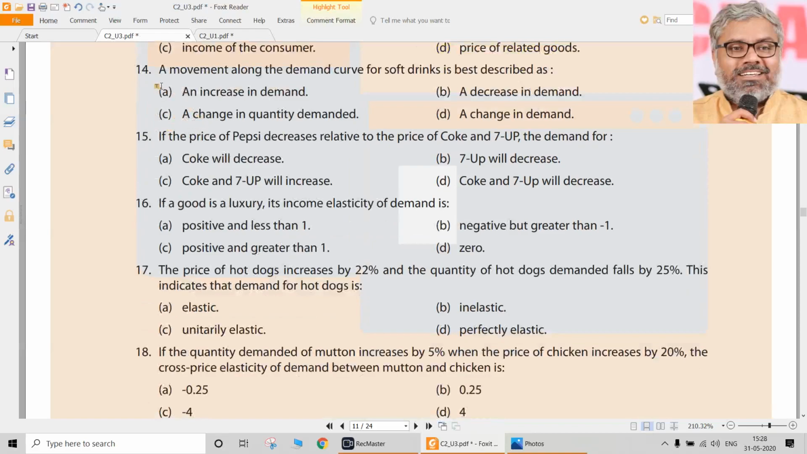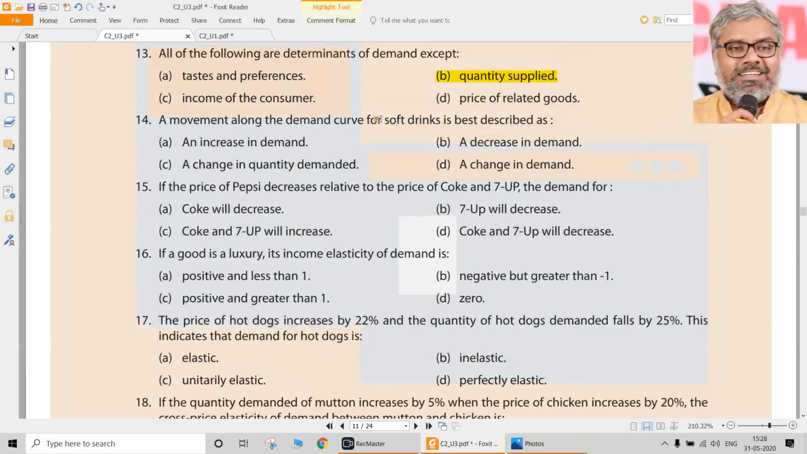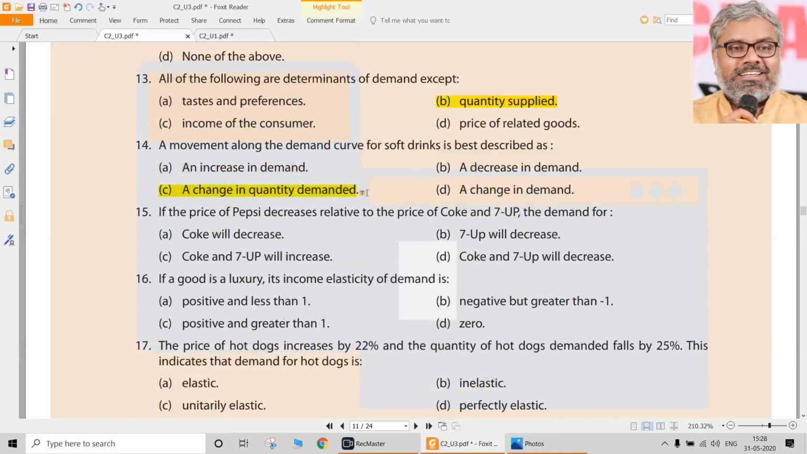Next, question number 14. A movement along the demand curve for soft drinks is best described as what? What can we call that? So these are the questions I was talking about. So here along the curve means we are talking about the relationship between quantity demanded and price. So can we call it an increase in demand or decrease in demand, or generally a change in demand? No, we can only call it a change in quantity demanded, not demand. A change in demand is different. A change in quantity demanded is different.